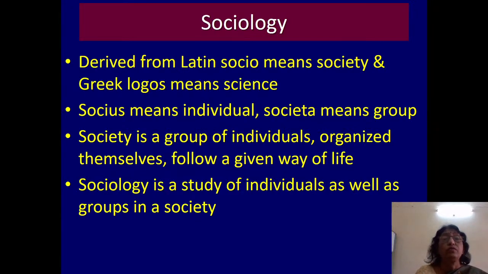I told you all about what sociology is. It comes from a Latin word meaning society, and the Greek logos means science. So it means society: the individuals form a group, and groups form a society. So society is a group of individuals who organize themselves and follow a given way of life. They are taught the way to live, and that is how they want to live. And sociology is the study of the individuals as well as groups in a society.